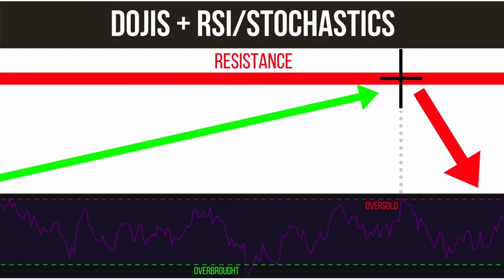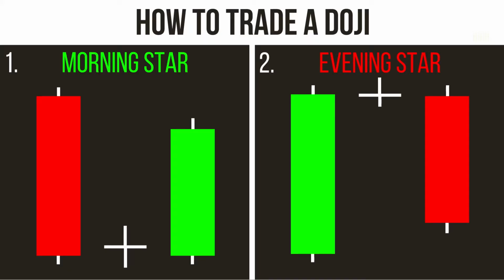Now we've covered the placement element, let me show you how to improve the probability when you enter a doji reversal trade. There's another candlestick pattern called the morning star, and its counterpart the evening star. I feel that this pattern is the best example of what you need to consider in a good entry.